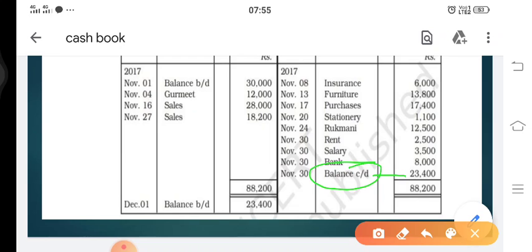That means it is the remaining balance of cash in the month of November that is there with us. Now the closing balance of 30th November will be the opening balance of 1st December. So moving here, we'll write 1st December to balance brought down 23,400. And this is the end of our question.